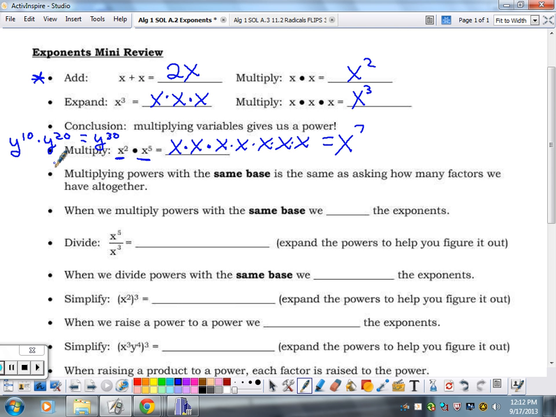Okay, good. So let's see if we can come up with a rule here. We're remembering that multiplying powers with the same base is the same as asking how many factors we have altogether. So when we multiply powers with the same base, what are we essentially doing with these exponents? We're adding them. So in this blank, you're going to write add. Multiplying powers with the same base is adding exponents because we're asking how many factors we have altogether. 10 factors plus 20 factors is going to give me 30 factors.